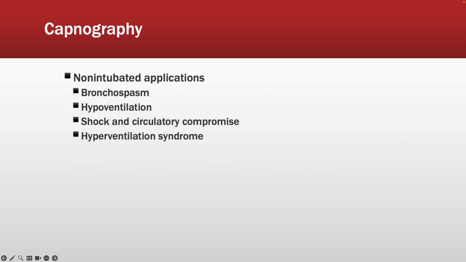Capnography does have some non-intubated applications. It's pretty versatile, really, even on the BLS side of things. I absolutely love it. For non-intubated patients, we can use it to see bronchospasms that would be present in asthma attacks. We can see hypoventilation that would be present in narcotic overdoses. We can also use it to determine levels of shock and circulatory compromise and hyperventilation syndromes.